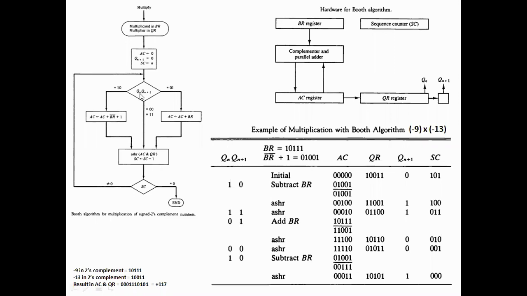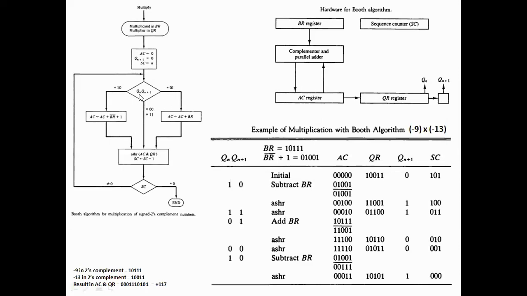Qn means the last bit of Qn of register QR. So you have to check these two last bits, the last bit of this register and this 1 bit. What are their values? Since they are 2 bits, there will be 4 combinations. Either these two together will be 0 1 or 1 0 or 0 0 or 1 1. So based on this, here we have 3 paths.